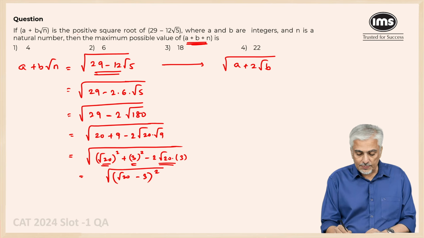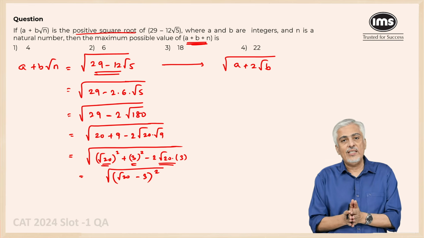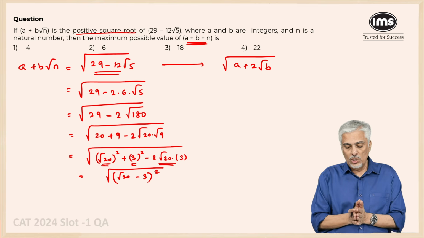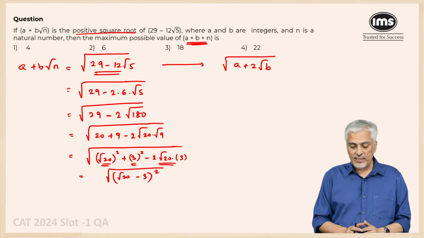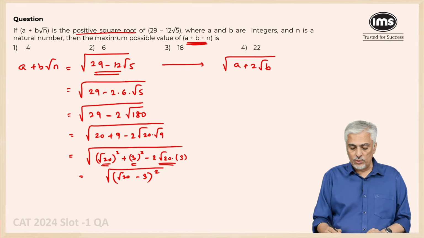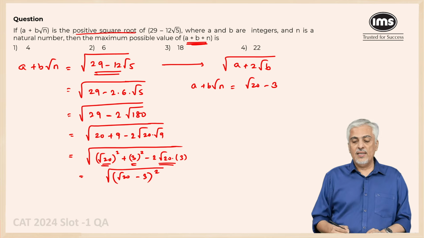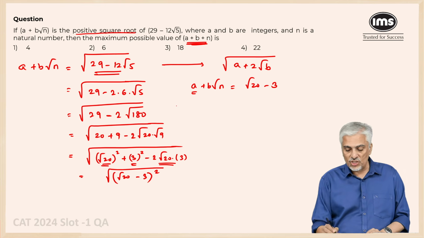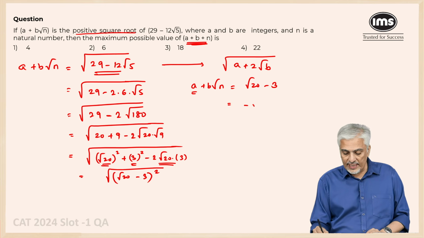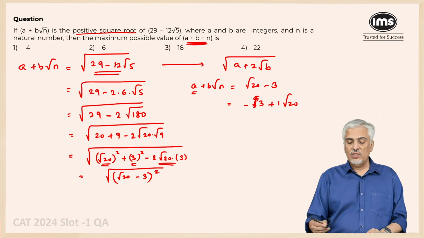Remember, they also said it is a positive square root. We could have written it as 3 minus root 20 also, but then it will become a negative square root. So, hence you write it as root 20 minus 3 the whole square. Now, if you remove the square root on the square, you will get a plus b root n is root 20 minus 3. But you'll have to arrange it because this is the rational part over here. So, you'll have to write it as negative 3 plus 1 root 20. Negative 3, the root sign is not there. So, negative 3 plus 1 root 20.